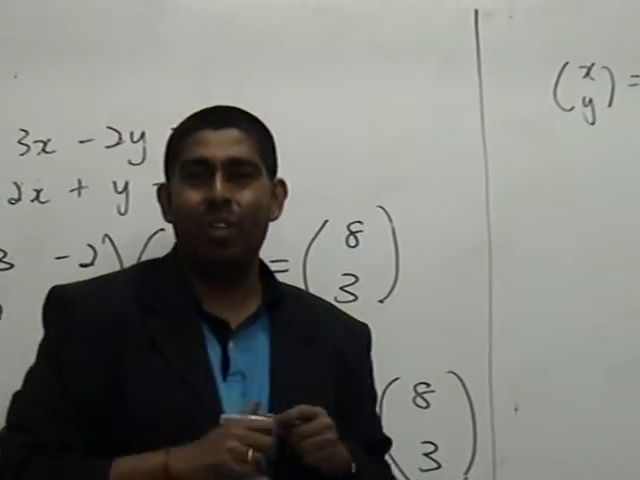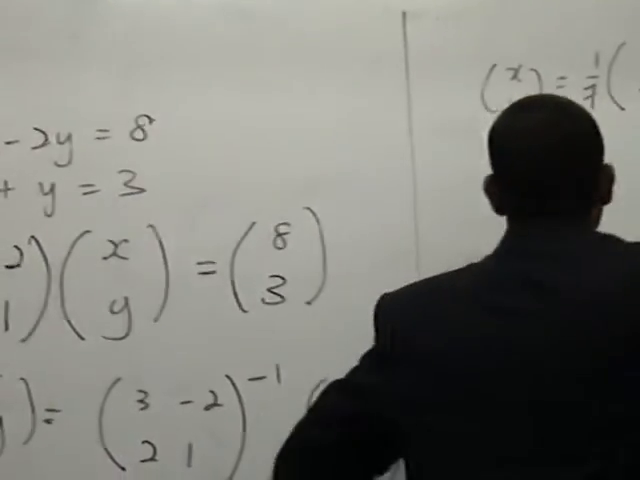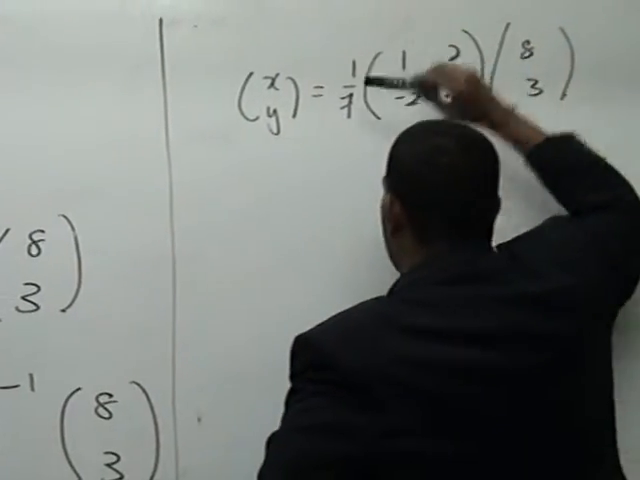Now what do I do? Please remember, students, don't do this mistake. Don't take the 1 over 7 here, don't multiply inside first, don't.